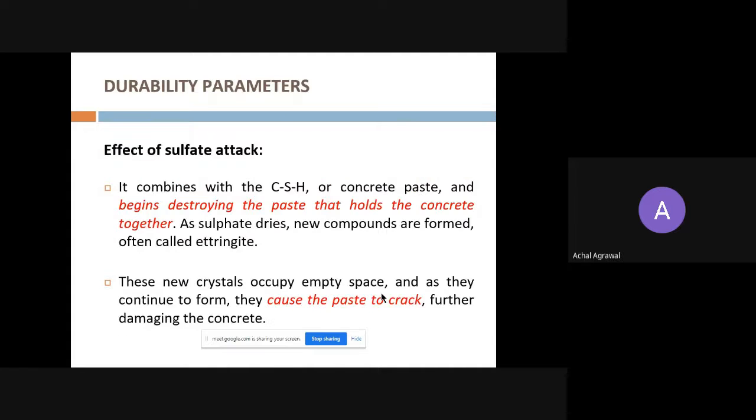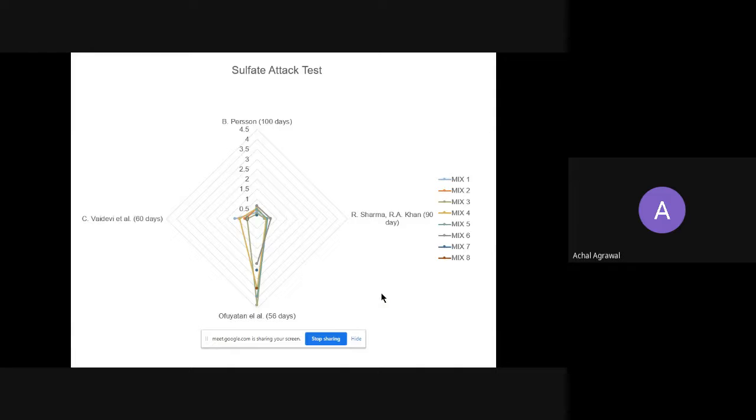What is the effect of sulfate attack? It combines with CSH and destroys it. In short, in the sulfate attack test, sulfate attacks the concrete and reduces its weight. It decays the concrete. So one of the measures gives you the reduction in weight of concrete over a number of cycles. Out of those researchers, 4 of them have studied the sulfate attack.